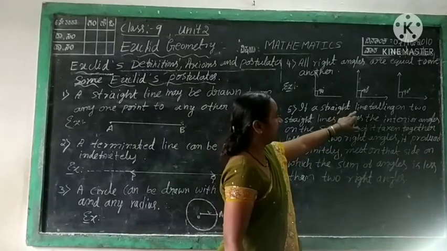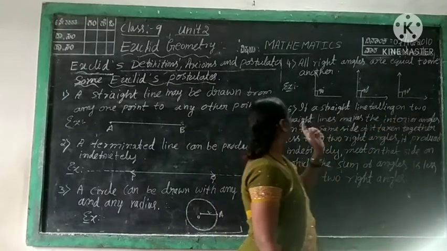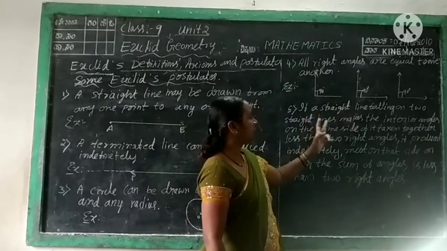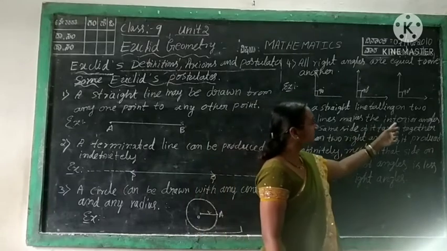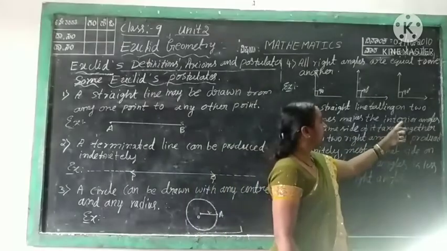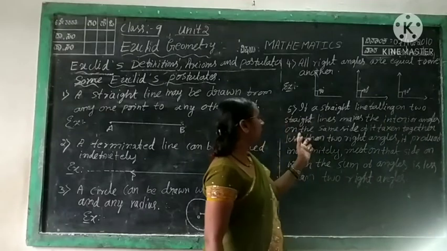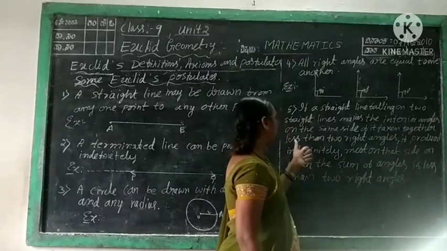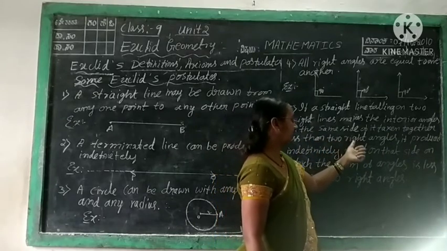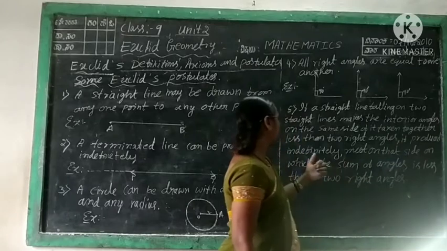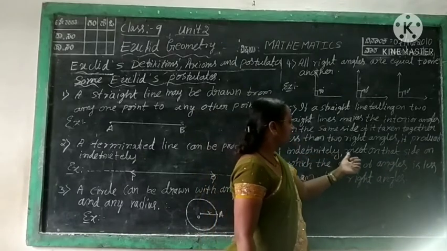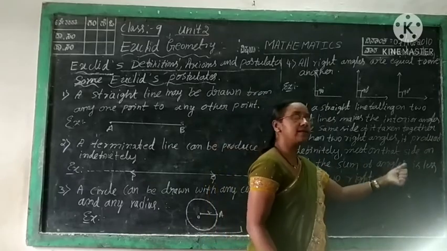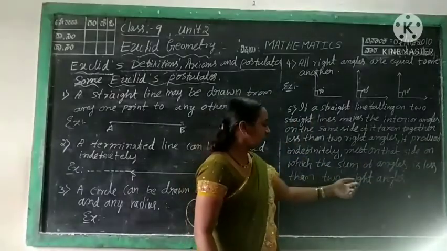It is a straight line falling on two straight lines. If a straight line falling on two straight lines makes the interior angles on the same side of it taken together less than two right angles, then the two lines, if produced indefinitely, meet on that side on which the sum of the angles is less than two right angles.